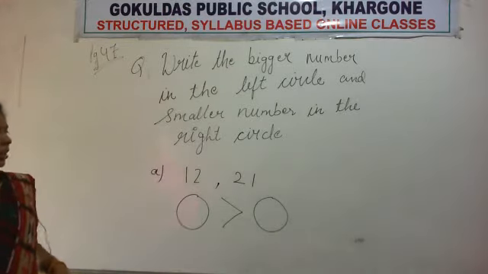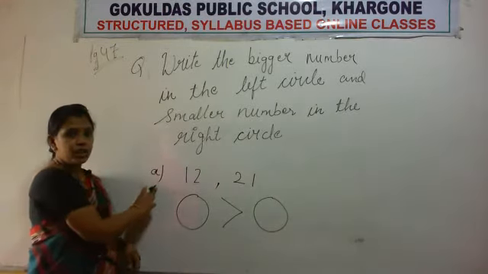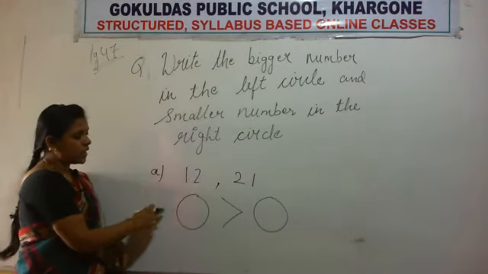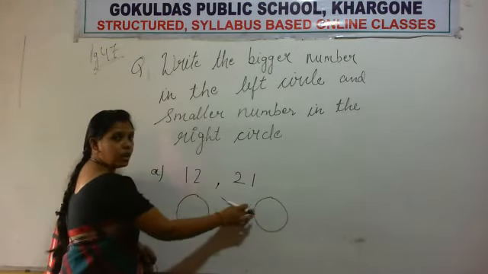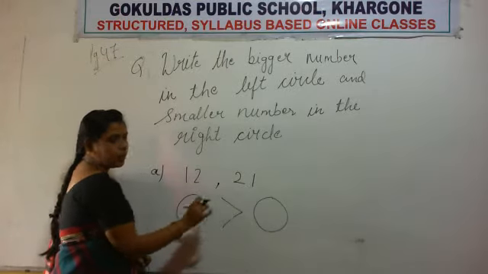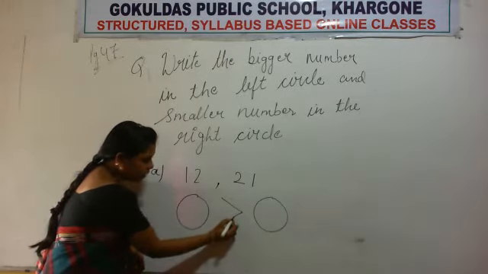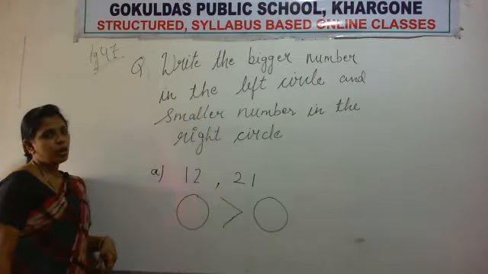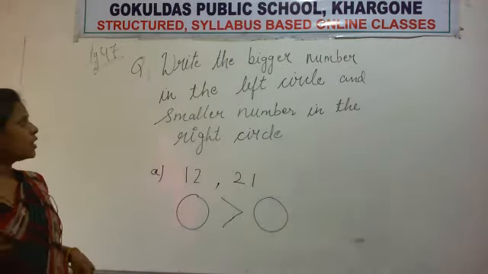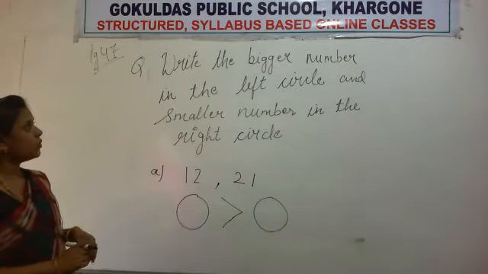After writing the question, in the next line make two circles and between these two circles you have to make a sign of greater than symbol. You have to draw a symbol of greater than. So what is the question? Again I am explaining the question once again.